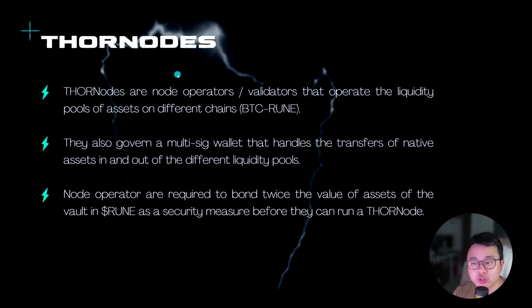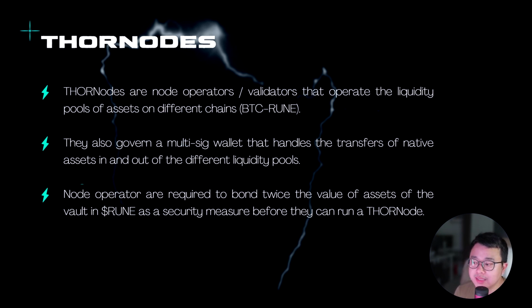Next, we go to THORNodes, which are basically the validators of the ecosystem, and this is pretty important because they operate the liquidity pools of different assets, for example, BTC-RUNE, ETH-RUNE, etc. They also govern the multi-sig wallet that handles the transfers of native assets in and out of these liquidity pools. So it's very important that they act in the best interest of RUNE, and there are incentives to align these interests so that they do not act maliciously against the network.